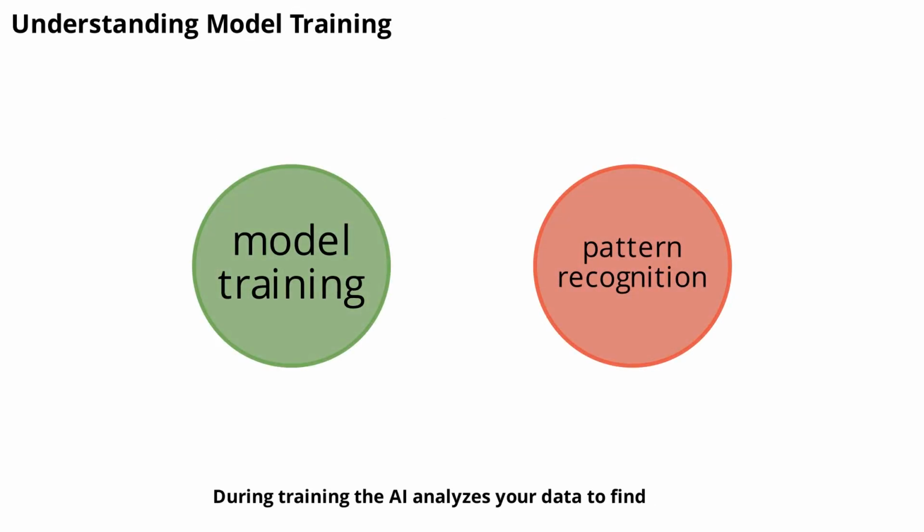During training, the AI analyzes your data to find patterns and learn how to distinguish between classes. It uses algorithms to adjust its internal settings, improving its ability to make accurate predictions. While you don't need to understand the technical details, it's helpful to know that more data and better labeling generally lead to better results. The training process is where your AI learns from your examples.